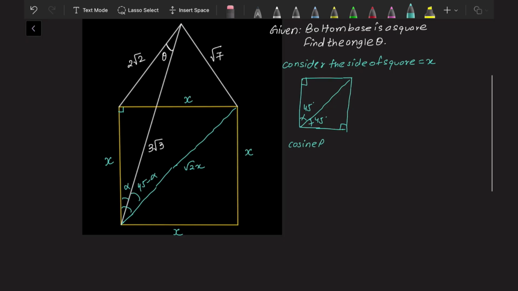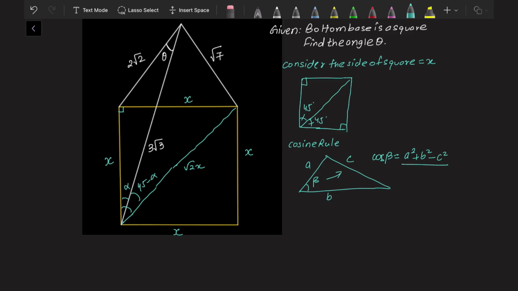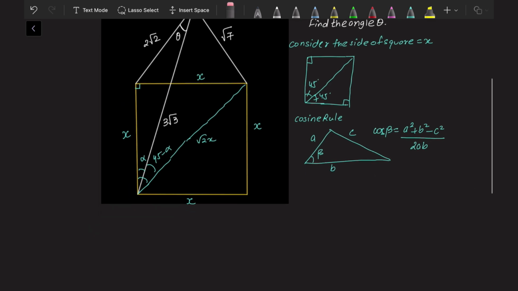Okay. Now let me mention my favorite cosine rule. The cosine rule basically suggests that in any triangle, if we have some angle beta and the side lengths are A, B and C, then the value of cos beta is equal to the square of the adjacent sides, so A square plus B square, minus the square of the opposite, so minus C square, divided by 2 times AB. Okay. So this cosine rule will be used in this particular question two times.